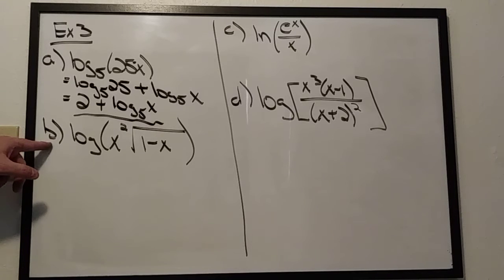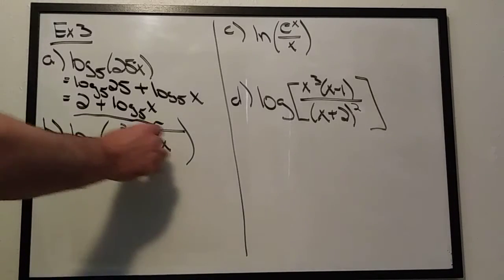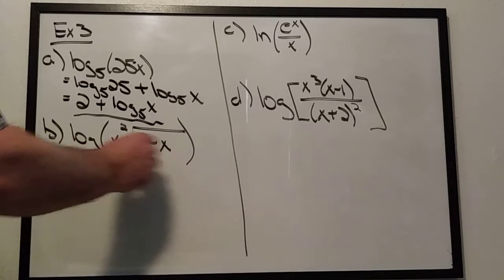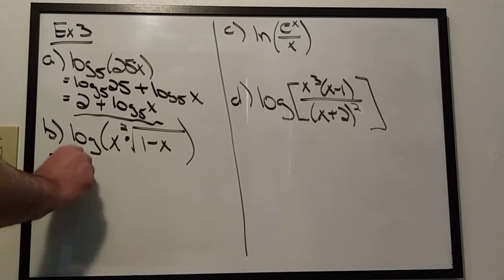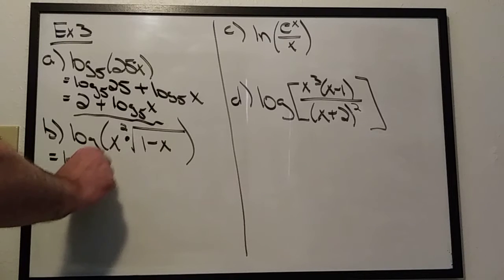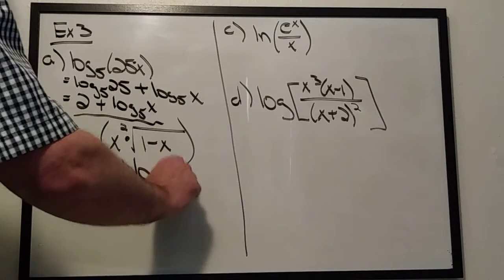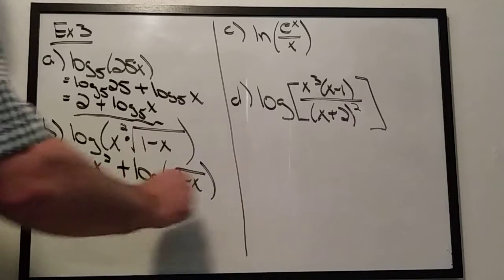Next off then, as you look at part B, once again you need to think about this in terms of how these two pieces in the argument are connected. The x squared and the square root are multiplied. So once I realize that that's a multiplication problem, I can go ahead and use my product rule. Product rule says that if I have a log of two things multiplied together, I can break that up and have log of x squared plus log of the square root of 1 minus x.